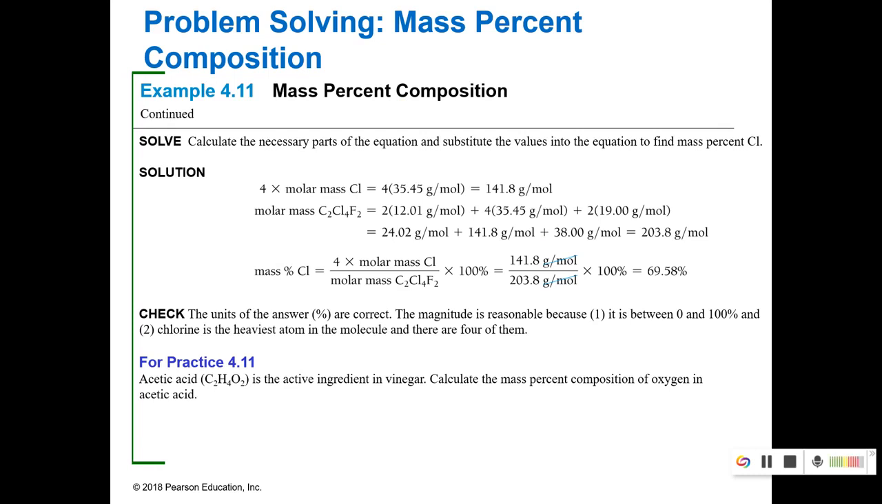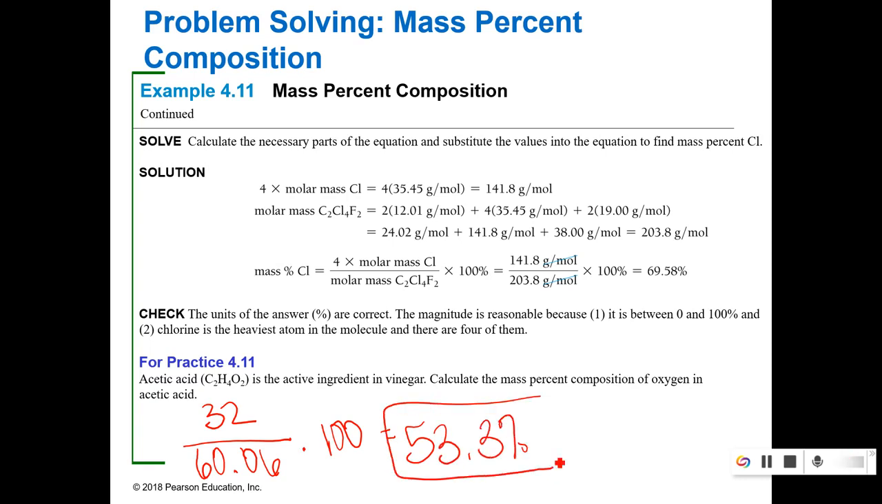So this one wants oxygen. Oxygen happens to be 16, so 2 of them are 32. On the bottom, the molar mass, we're looking at 60.06 times 100. So I've got 32 divided by 60.06, and I get 53.3% oxygen.